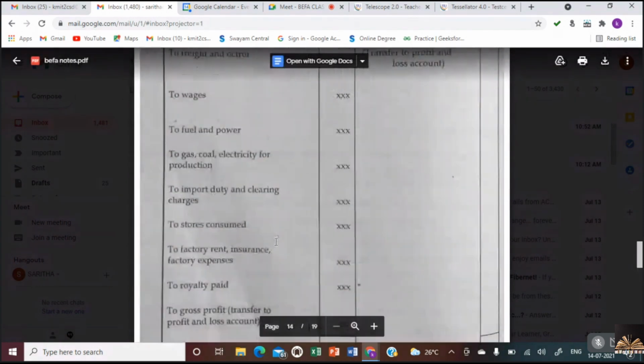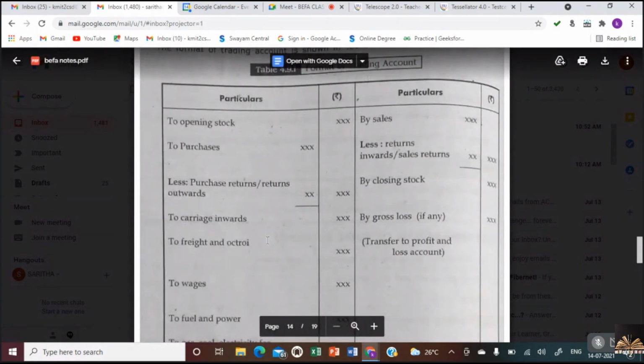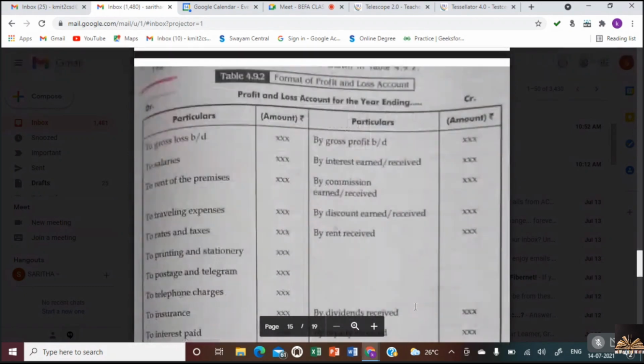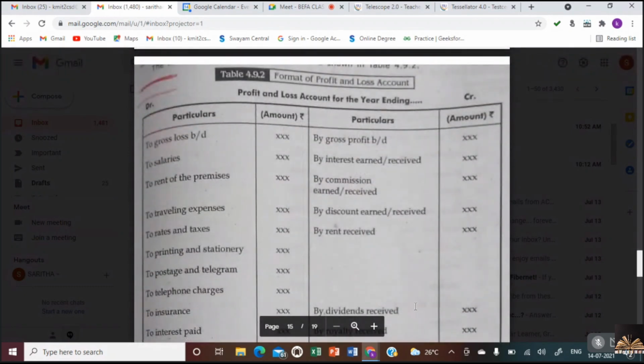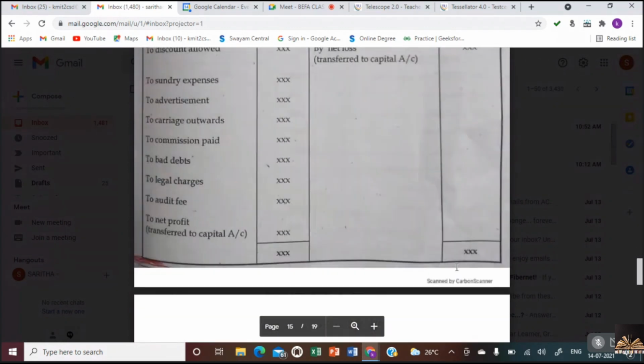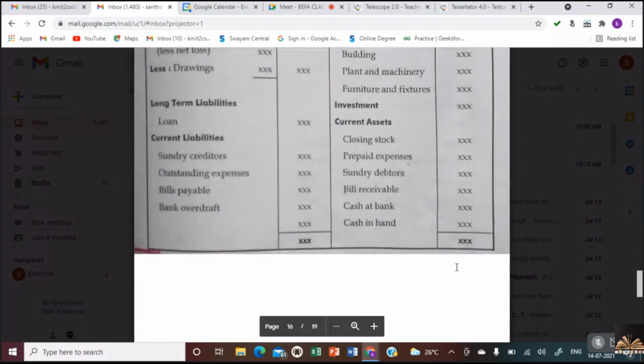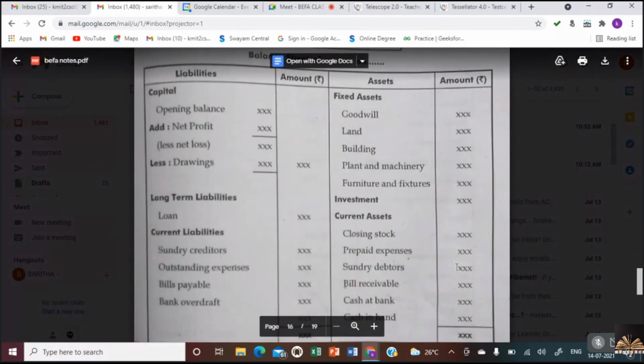First prepare the trading account, taking opening stock till gross profit. Then the profit and loss account. The profit and loss account reveals net profit. Then the balance sheet. This is the end of unit 4 now.